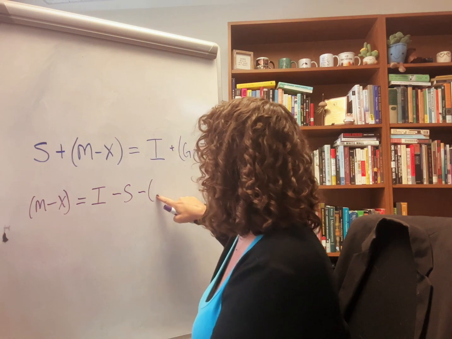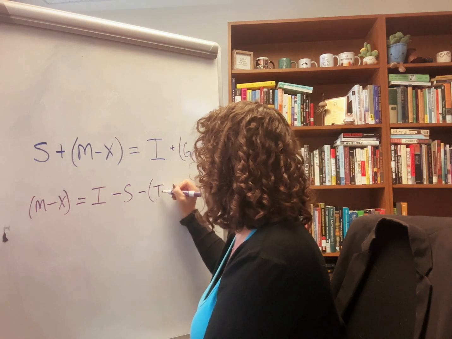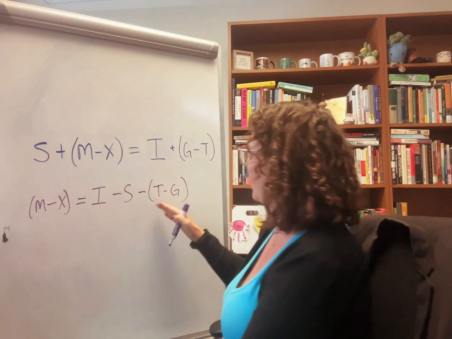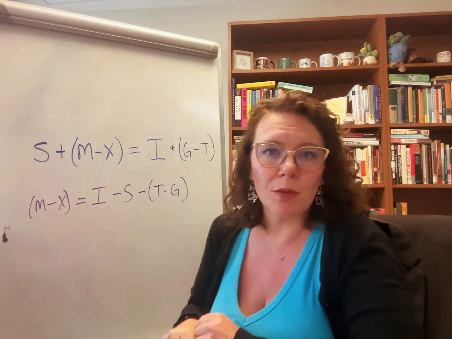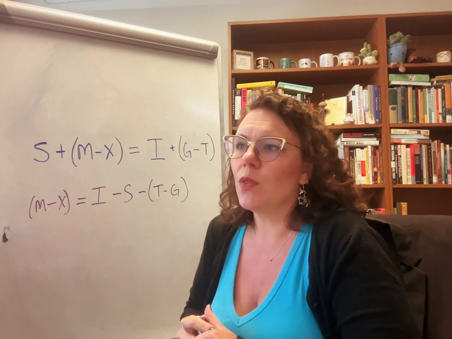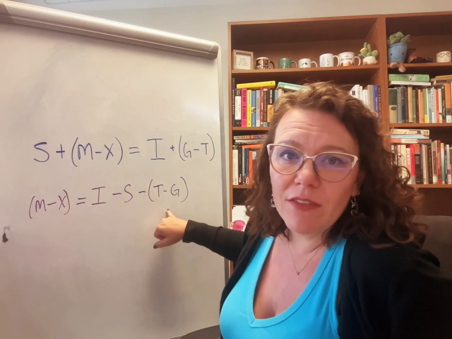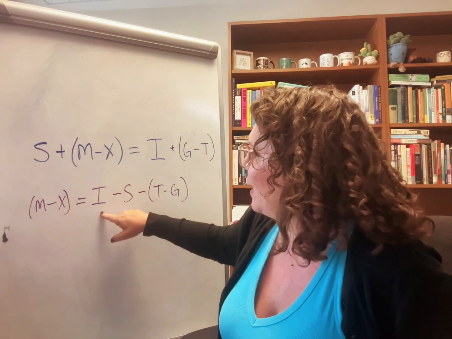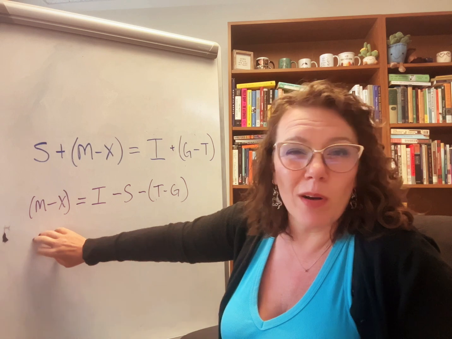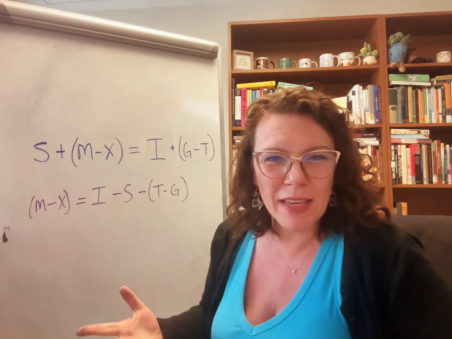And we can write it either way. In the textbook, it goes T minus G. But the idea is just keeping track of whether these numbers are positive or negative. And so this way, if we have negative public savings, then to have any kind of investment, it's going to have to be coming from abroad. Does that kind of make sense?